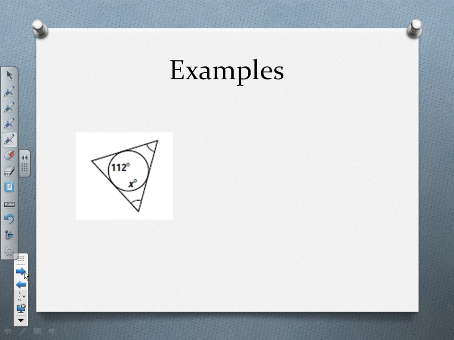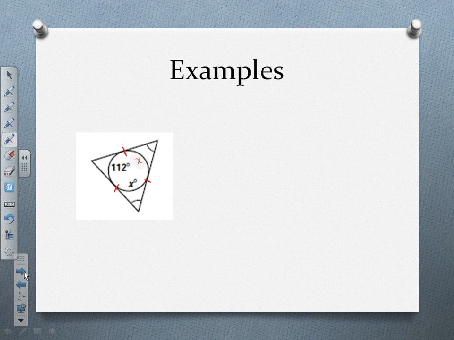Now this might not look like the same kind of example, but it really is. All right, and we're trying to find X. Now here's the deal. I've got this cut off, I've got this cut off. These marks mean that these angles are congruent, so these arcs will also be congruent. So this arc is going to be X.